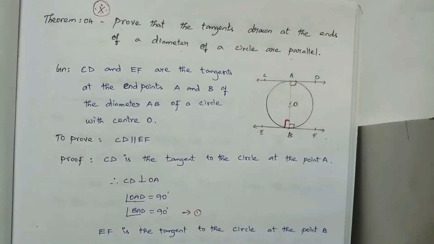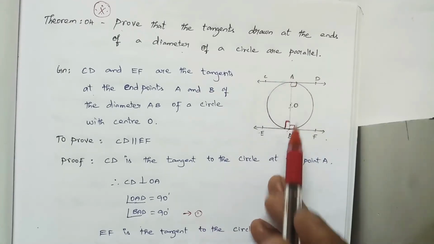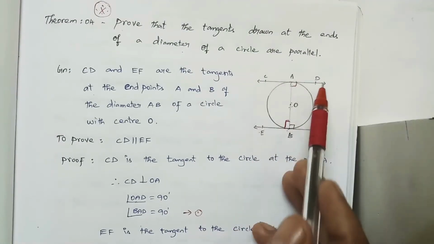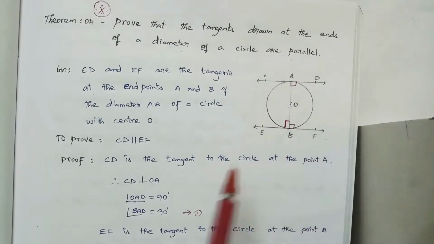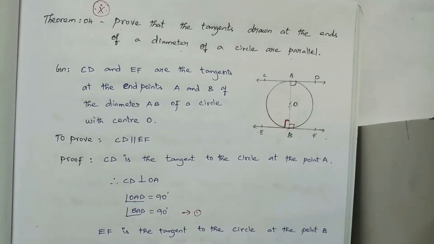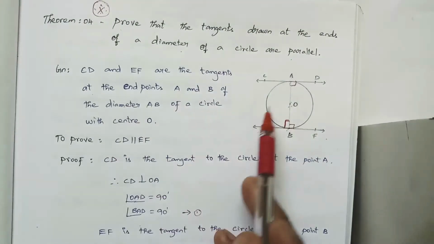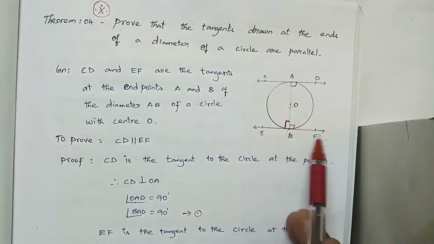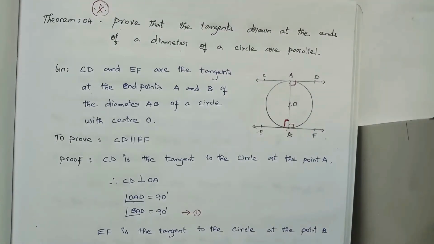Here, for the converse, what is given? The given is that AB is a diameter of a circle, and we want to prove that the two tangents CD and EF are parallel. Converse means the given will become the proof and the proof will become the given. So what is given here? AB is a diameter of a circle. That only we want to prove, and the given is that CD is parallel to EF. Likewise, we will see theorem number 5.